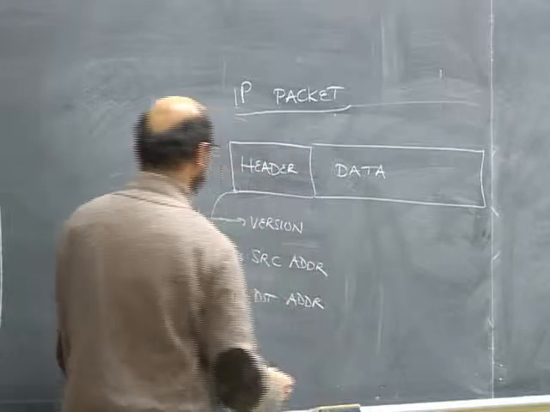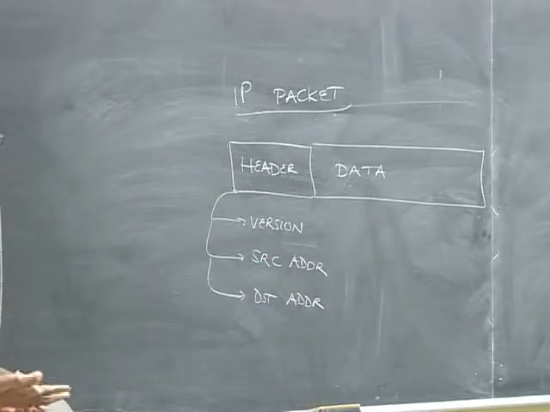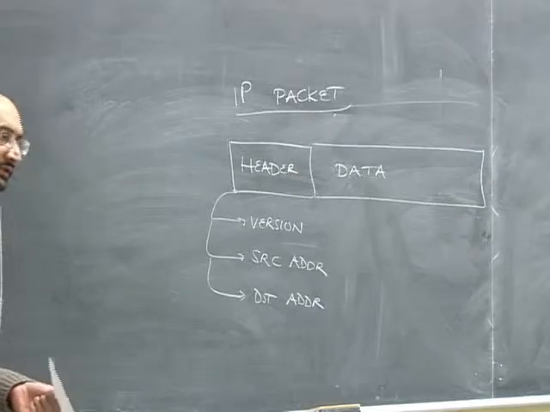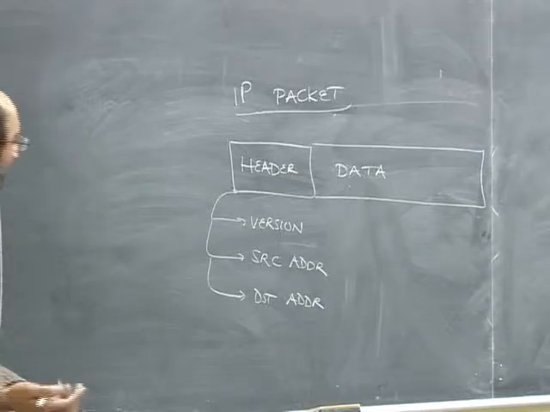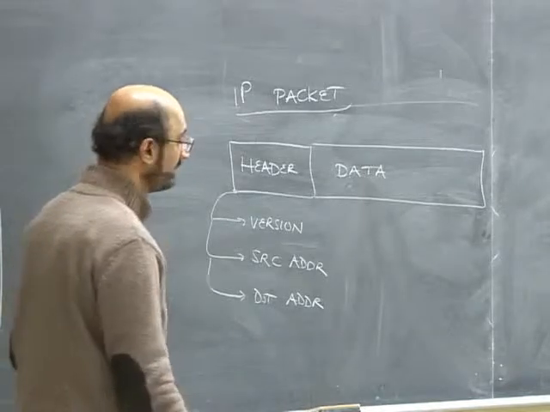And these are 32-bit fields. And the source address says, where is it coming from? What's the IP address of the source? And the destination address is what's the IP address of the destination. Okay? And these are sort of the most important fields because they tell the network what to do.